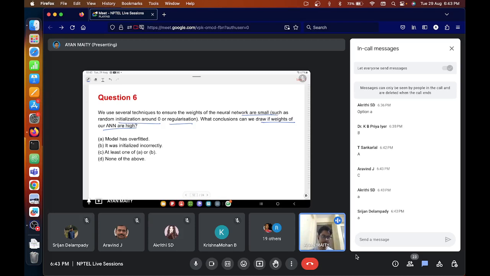Shankar Lal is saying A, Arvind is saying C, Akriti is saying A, Srijan is saying A. So I've got three answers which are saying option A, and one answer is option C.